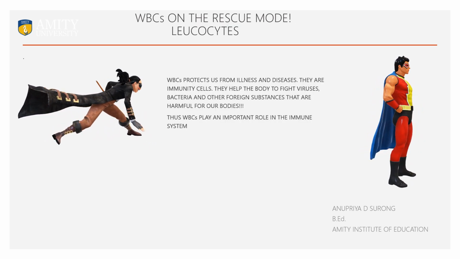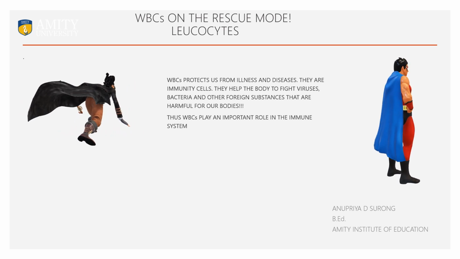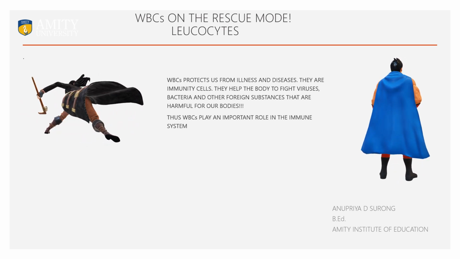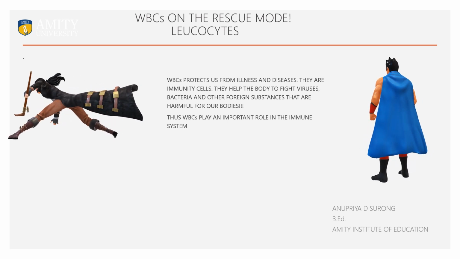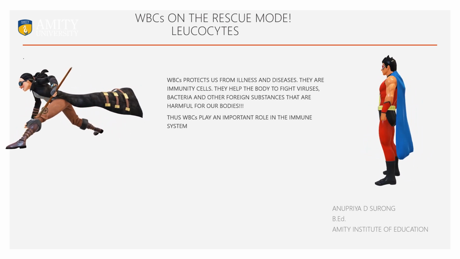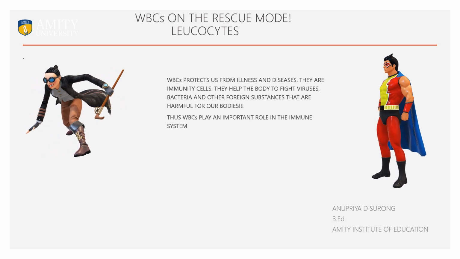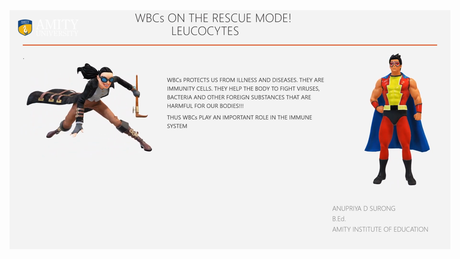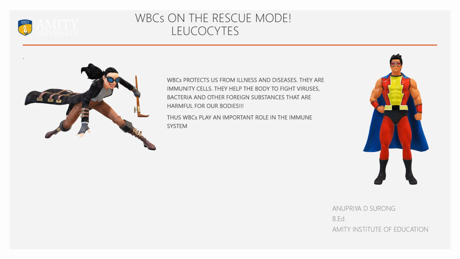Immunity. We are strong and healthy thanks to white blood cells. WBCs are always on the rescue mode. So, students, WBCs protects us from illness and diseases. They are immunity cells. They help the body to fight viruses, bacteria, and other foreign substances that are harmful for our bodies. Thus, WBCs play an important role in the immune system.